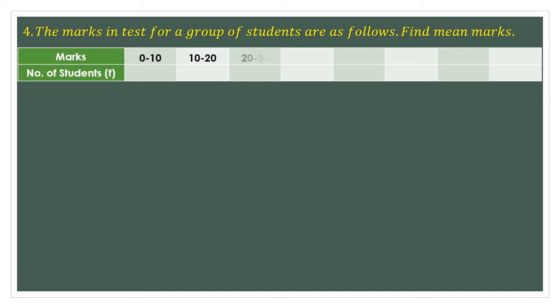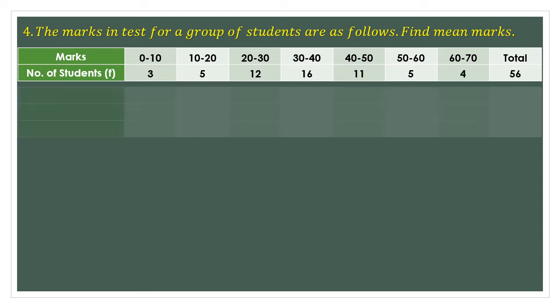As you can see here, the classes are 0 to 10, 10 to 20, 20 to 30, 30 to 40, 40 to 50, 50 to 60, 60 to 70, and then total. So all the classes have equal class lengths. So again, we are going to use the shortcut method where the class length will be the common factor. Now I will write down the frequencies here. The total frequency, when you add them up, is 56.